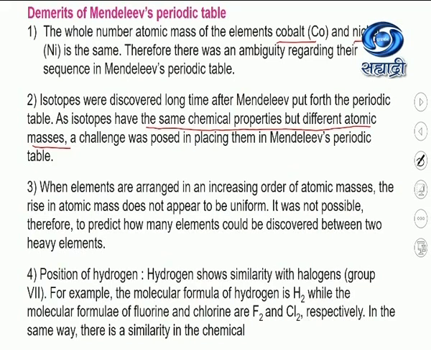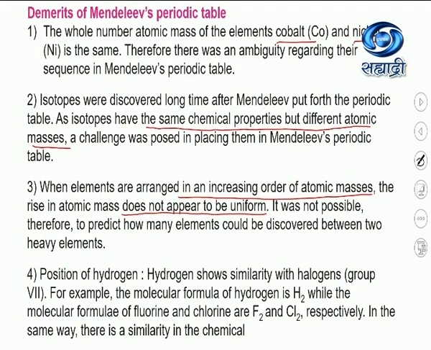Because those atomic numbers are different. Third demerit. When elements are arranged in an increasing order of atomic masses, the rise in atomic mass does not appear to be uniform. It was not possible, therefore, to predict how many elements could be discovered between two heavy elements. So the sequence of atomic mass number was not uniform.